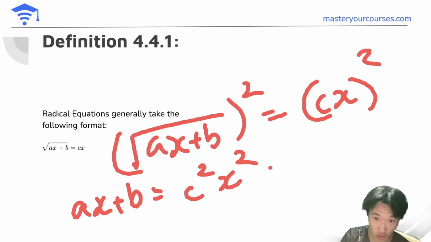So the key is to actually just square it. If you square it, the square root goes away. Once it's out of there, now you win. You're done.